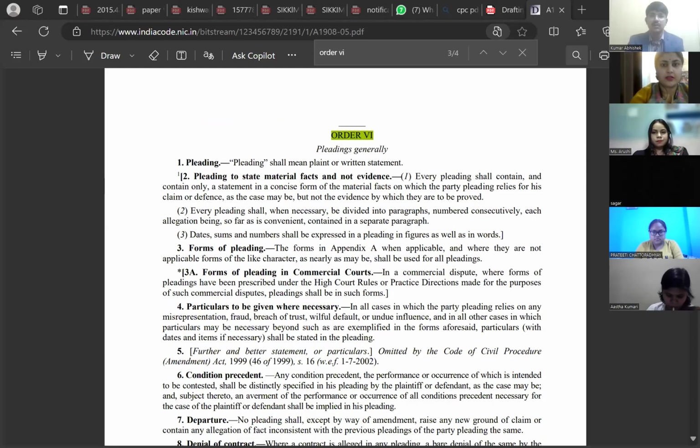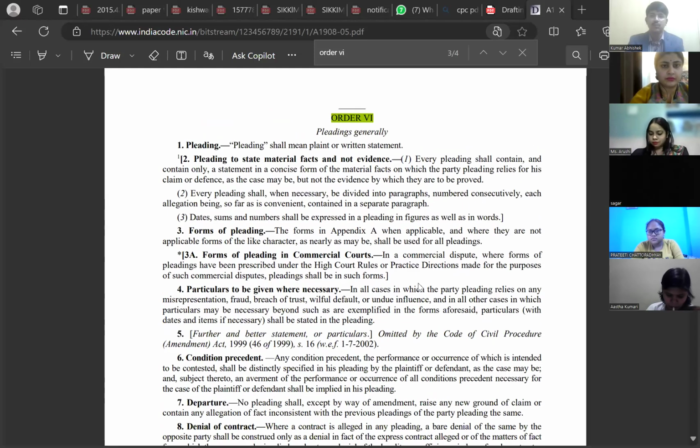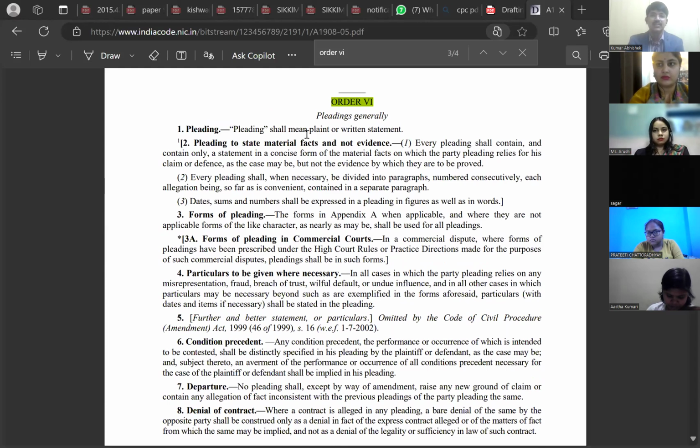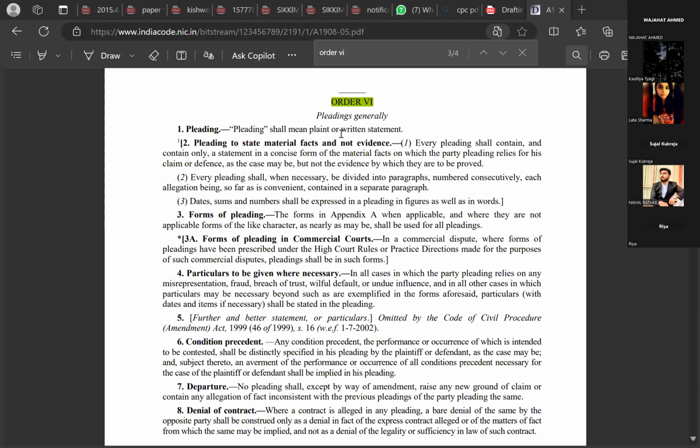So I am sharing the draft of CPC with you. Order 6 is headed as pleadings generally. Then the first rule under Order 6 is pleadings shall mean plaint or written statement. So as I told you, these are the pleadings which are filed in a suit as a matter of right. So parties will be filing plaint and then the written statement. Obviously, when I say as a matter of right, then it is subject to the provisions of the Code of Civil Procedure, whether the court has jurisdiction, whether the parties are competent, whether they are necessary parties. Subject to all that, these are essential pleadings in a suit.